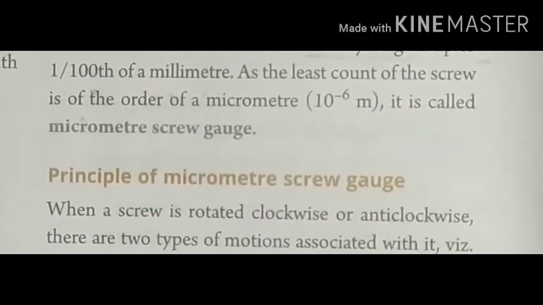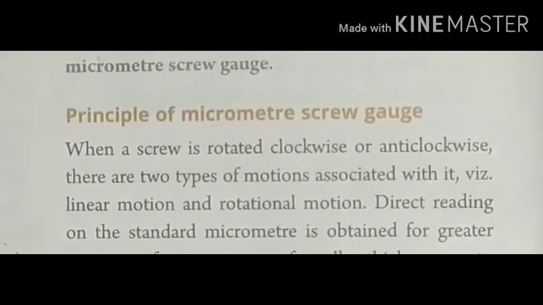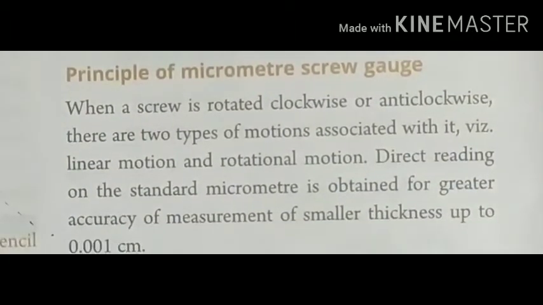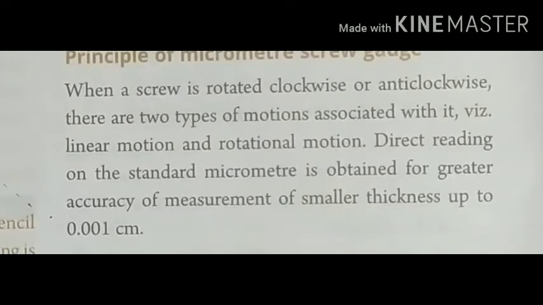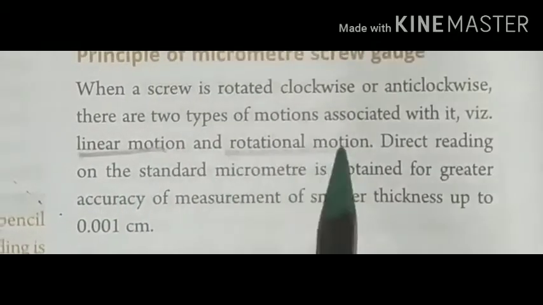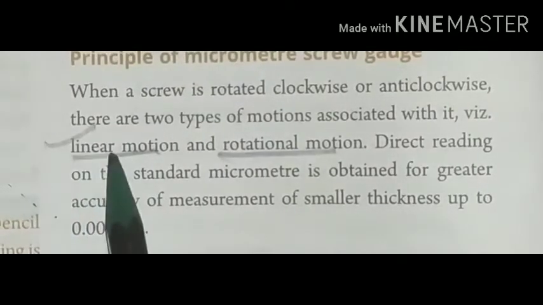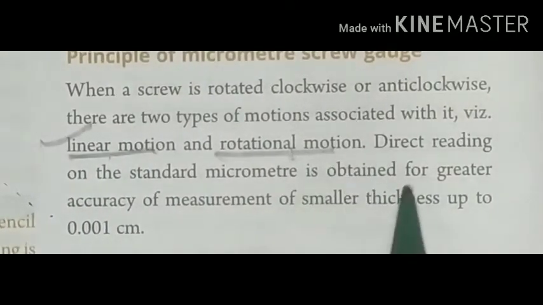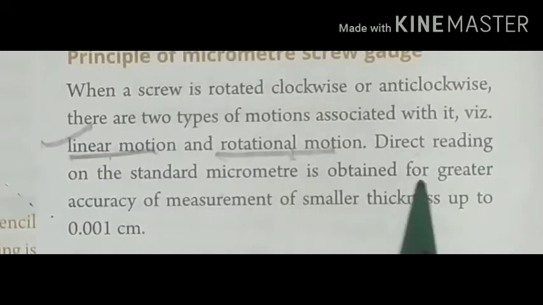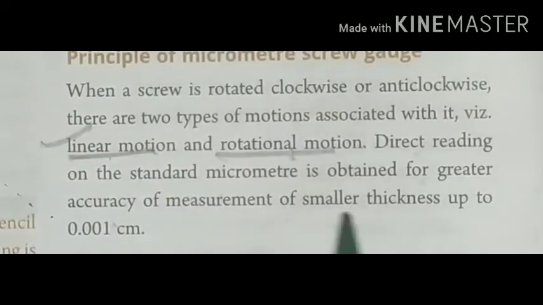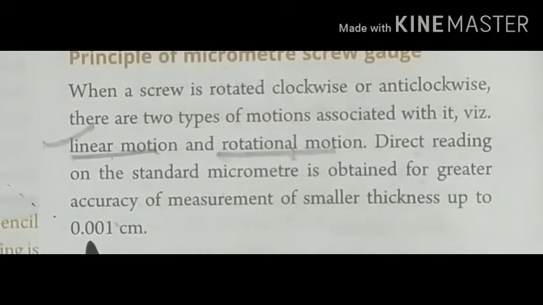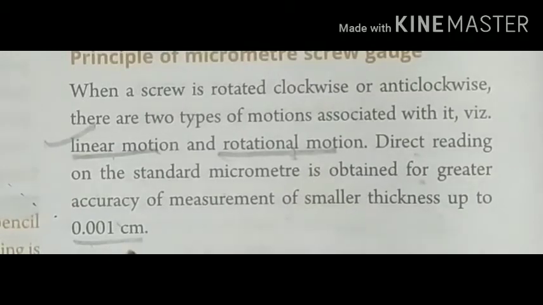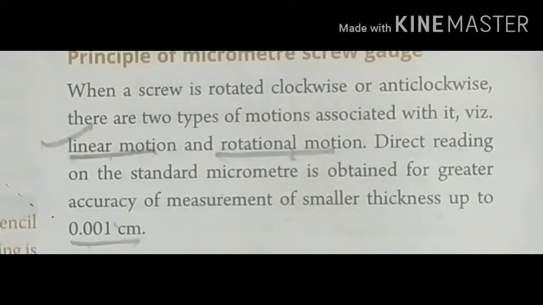Now, the principle of the micrometer screw gauge. When a screw is rotated clockwise or anti-clockwise, two types of motion are associated, that is linear motion and rotational motion. Linear motion goes in a straight line, rotational motion rotates. Direct reading of the standard micrometer is obtained for greater accuracy in measurement of smaller thickness up to 0.01 centimeter. So what are the parts which are used in this one?